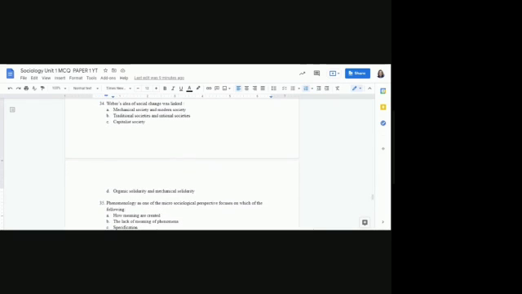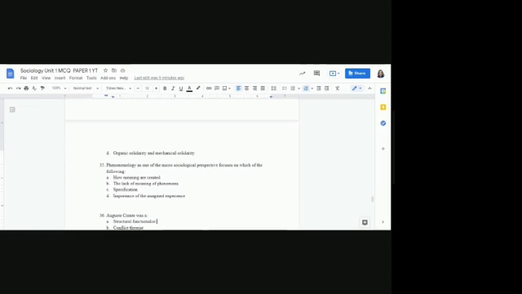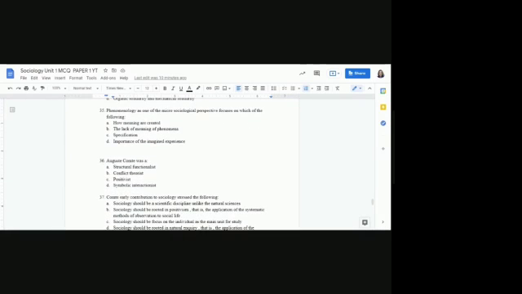Right, let's move on. Check how much you have got correct so far. Number 35. Phenomenology as one of the microsociological perspectives focuses on which of the following? Let's put your thinking caps on. Right, so the answer is A, phenomenology as one of the microsociological perspectives focuses on how meanings are created.